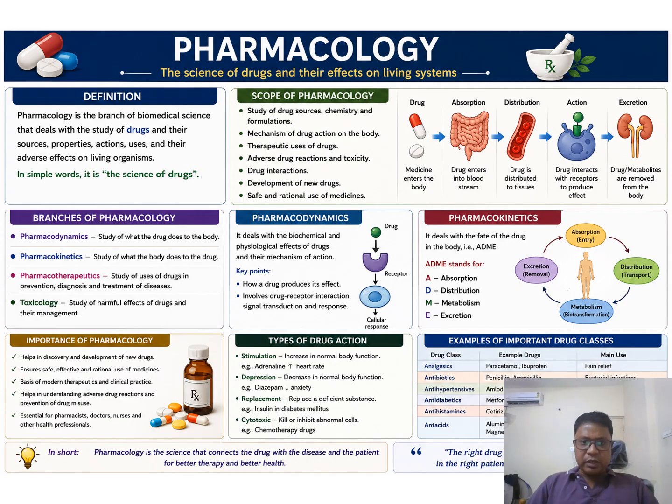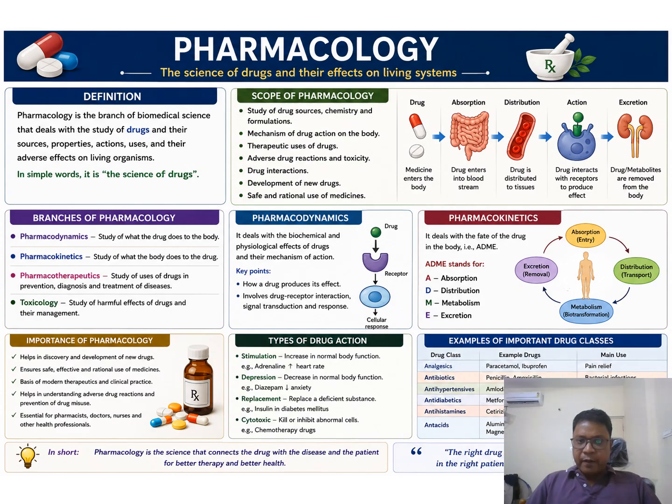So what is pharmacodynamics? As I told, it deals with the biochemical and physiological effects of drugs and their mechanism of action. Key points: how a drug produces its effect, involving drug receptor interaction, signal transduction, and responses. You can see the drugs bind to the receptor and then it creates the cellular response. Then what is pharmacokinetics?